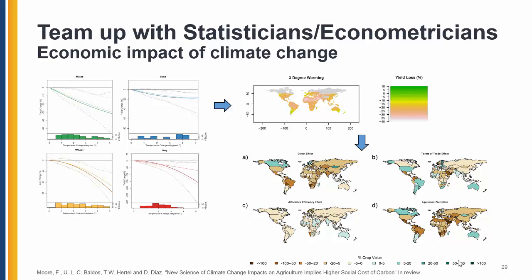This just illustrates a study that was done, led by Frances Moore, and she created a meta-analysis of climate impacts results in agriculture. These were then placed on a grid, and using something called pattern scaling, she developed a pattern of yield changes for each of these crops over the globe.